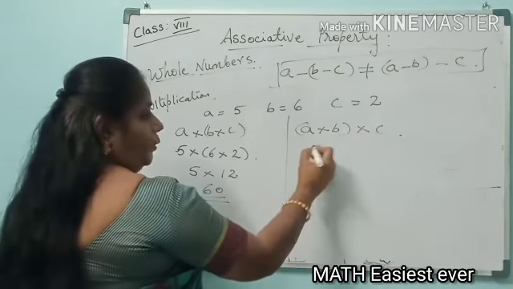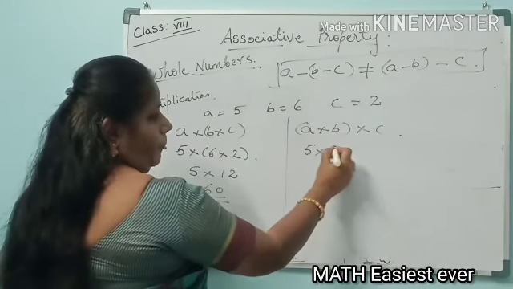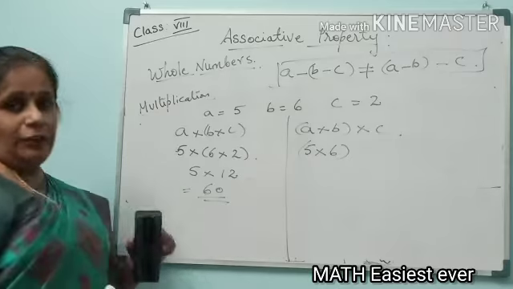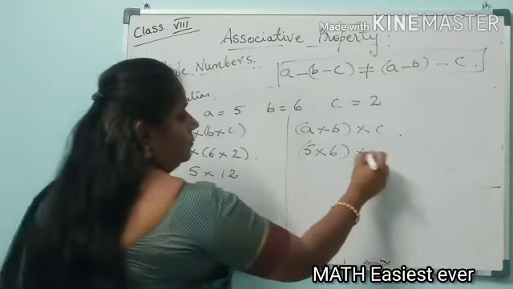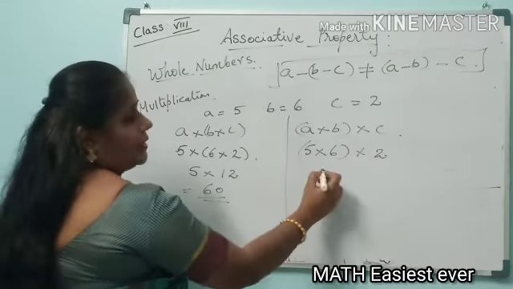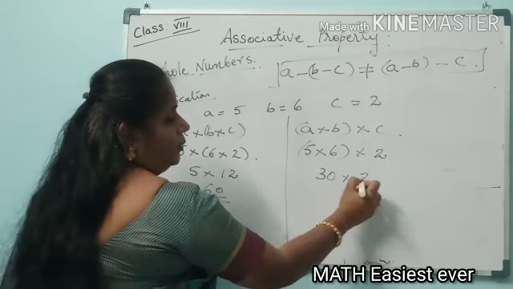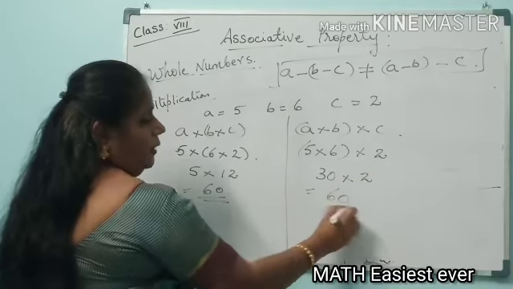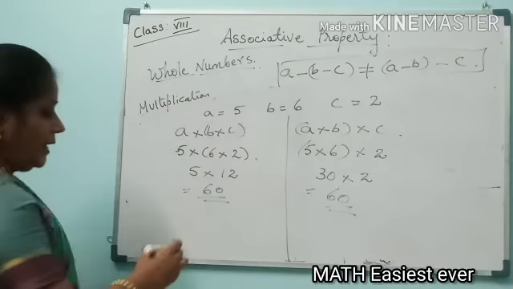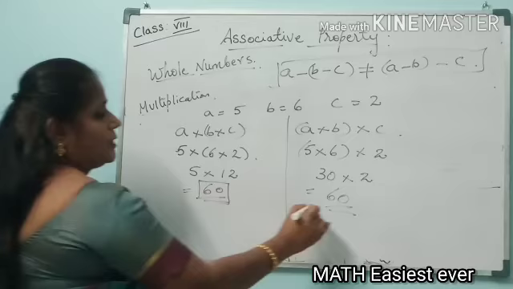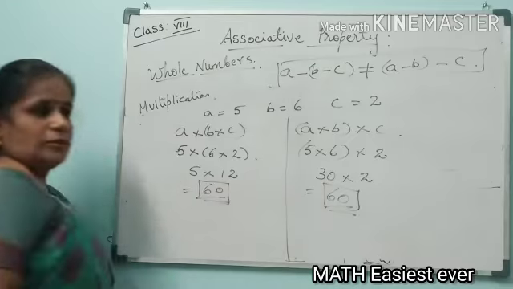Do the other side. What is A into B? A is 5. B is 6. 5 into 6 into 2. What is 5 into 6? It's 30. 30 into 2, it's 60. Are both answers the same? Yes. This answer is also 60.